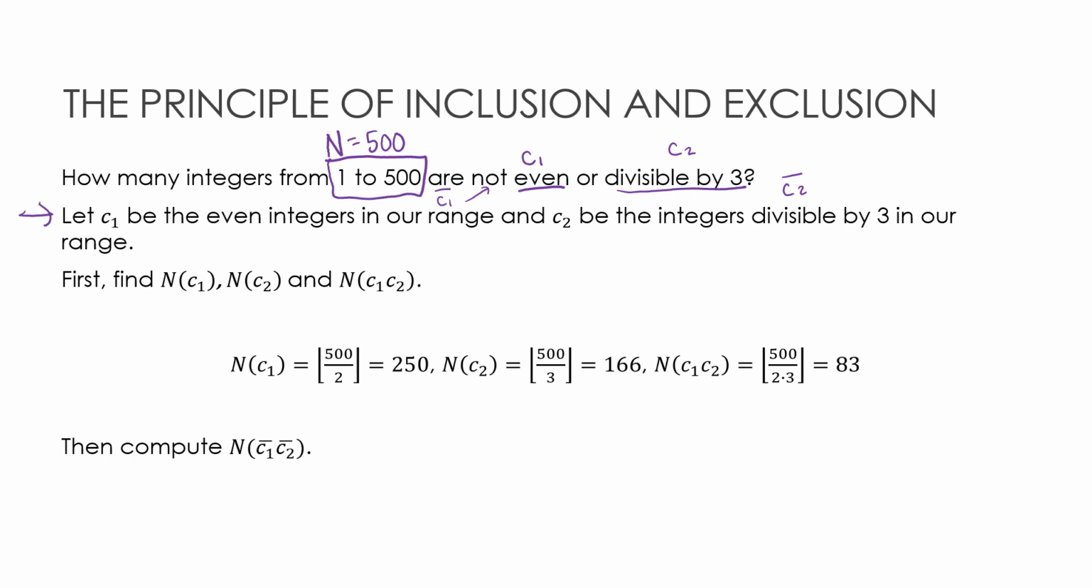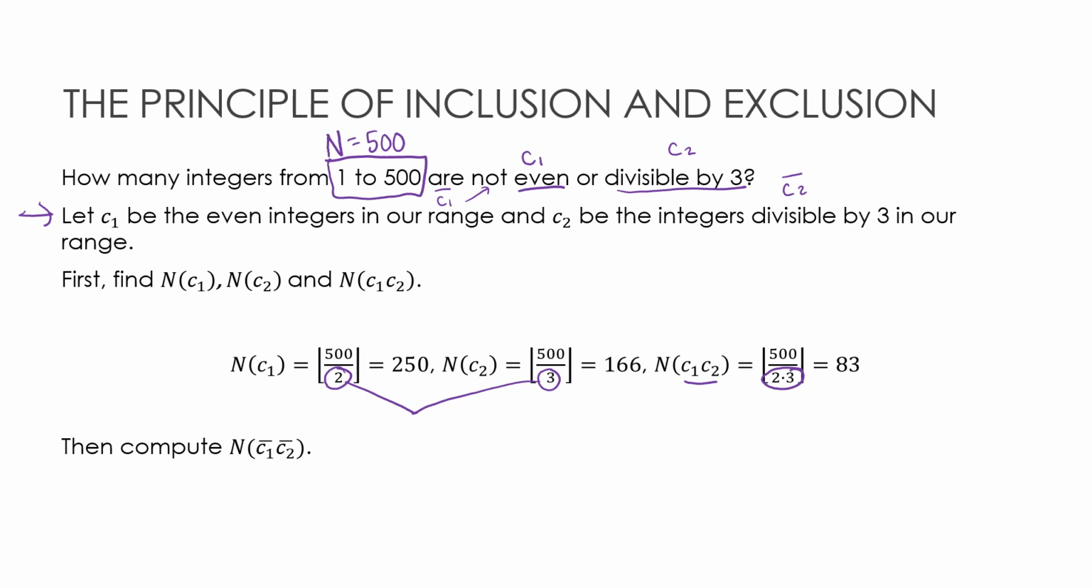If I take 500 divided by 3, and of course I divided by 2 because anything divisible by 2 is even, divisible by 3, I'm just going to divide by 3. I get 166 and change, which, because it's a floor function, rounds down to 166. And then to find the number that are both even and divisible by 3, I'm just going to divide it by 6, 2 times 3, which is these two values together. And that's 83, rounded down.